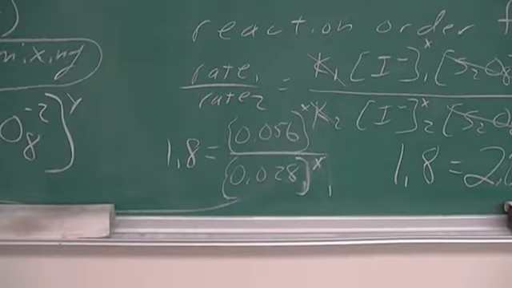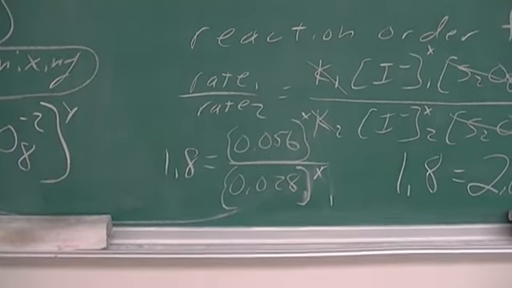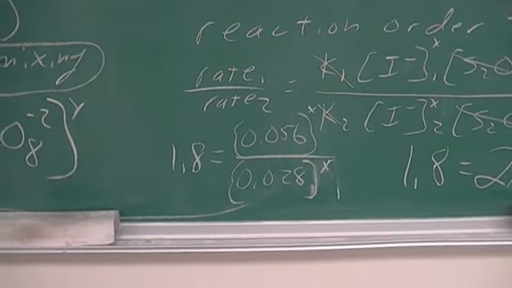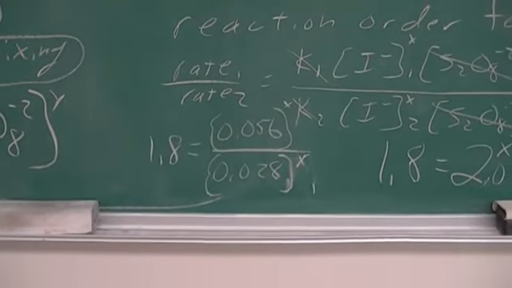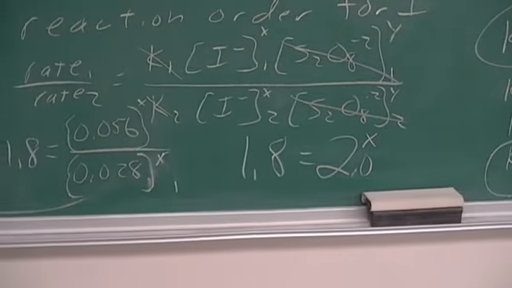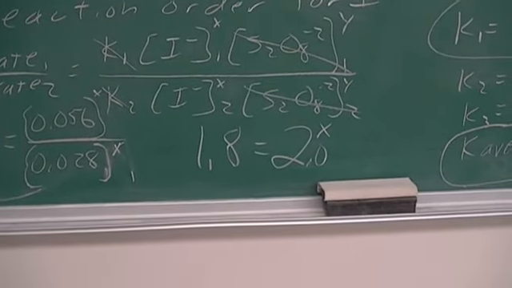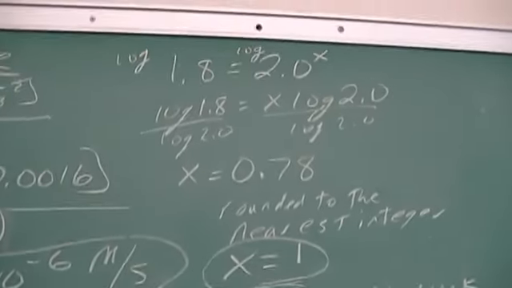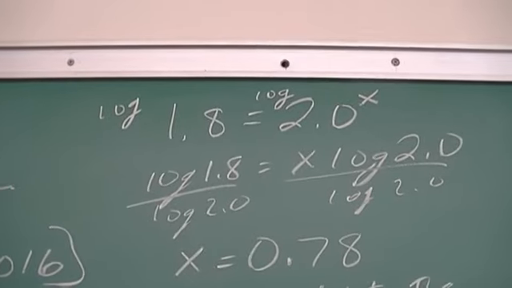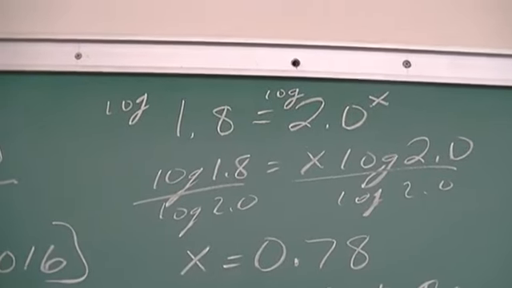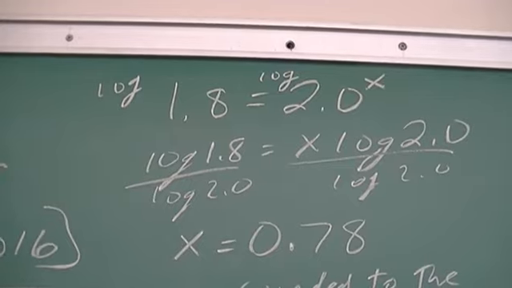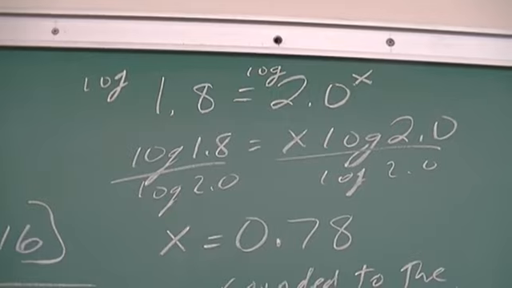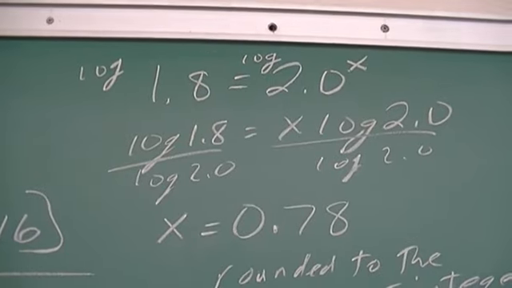And so you are left with 1.8 is equal to 0.056 to the X divided by 0.028 to the X. And using our exponent rules, we come out with 1.8 is equal to 2.0 to the X. So in order to solve that for X, we take the log of both sides. You can take the regular log or the natural log, it doesn't matter. I used log. So I took the log of both sides, and I also know my log rules.